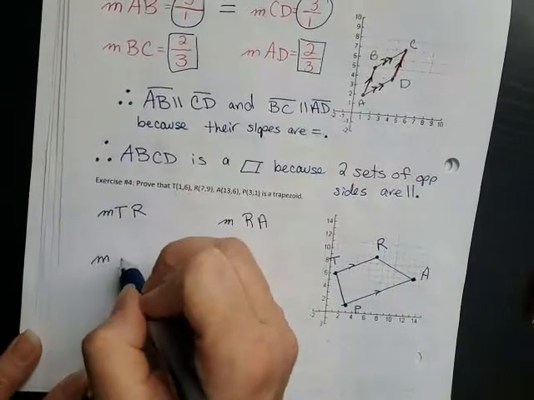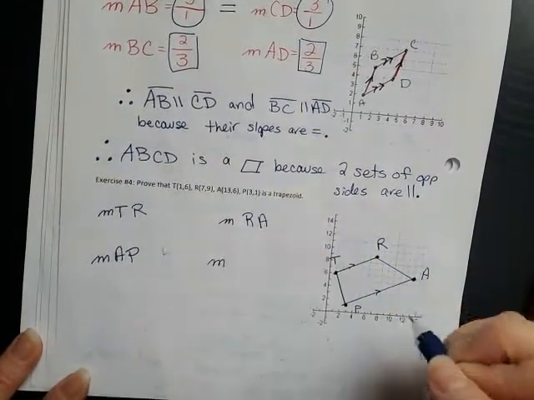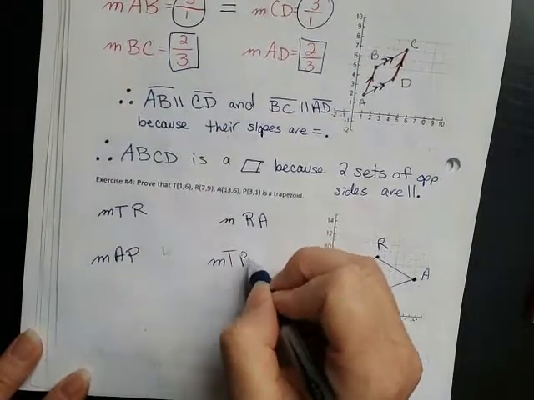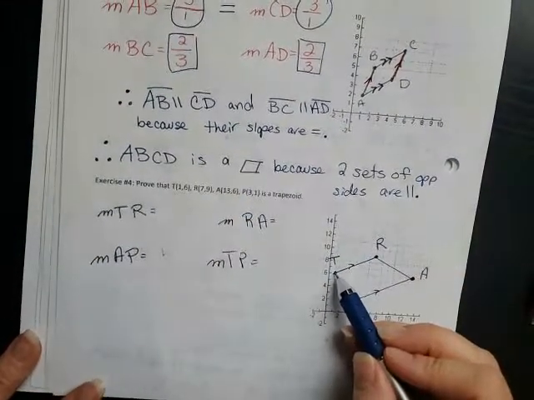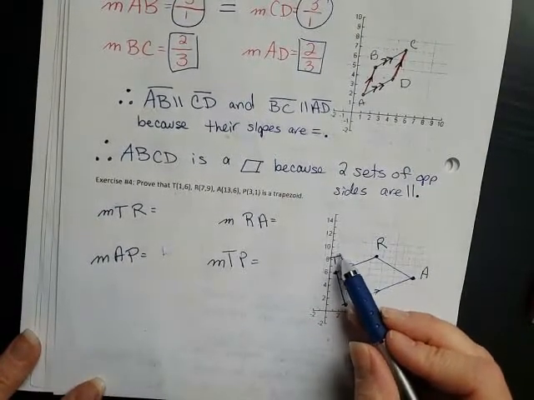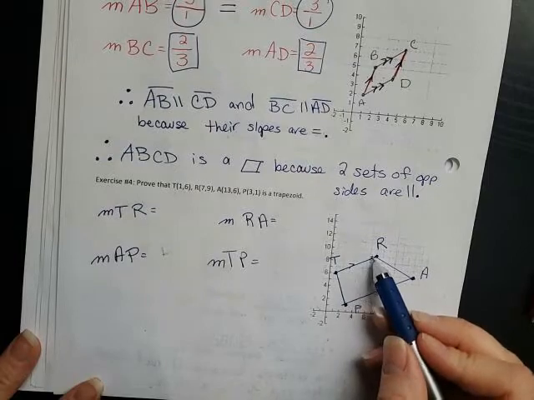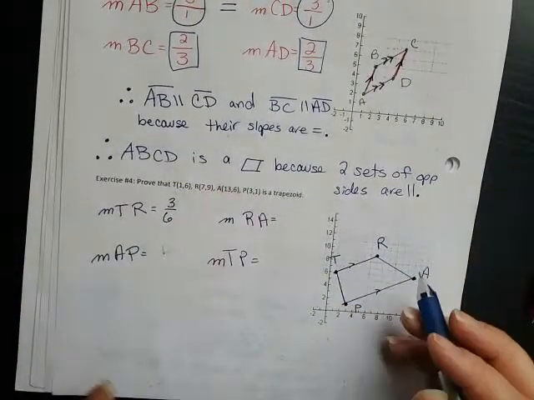Then the slope of the next side is AP. And the last side is TP. So we're going to find the 4 slopes, rise and run. So T is up 1, 2, 3 to R. 1, 2, 3, 4, 5, 6 over. So the slope there is 3 over 6.